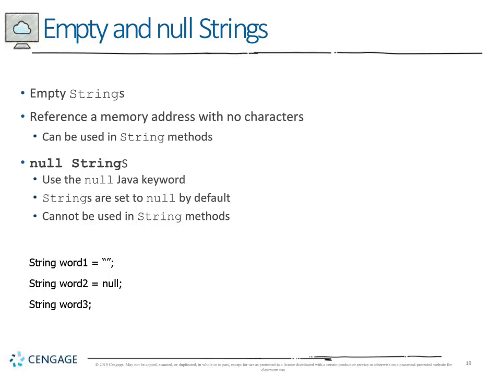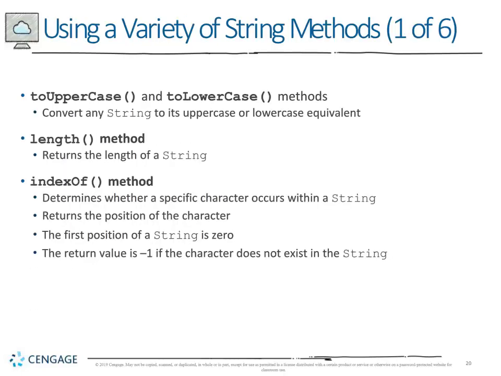The empty string word1 can be used with the string methods we described before, but the null strings word2 and word3 are not able to use the methods we described before. There are many string methods, for example, the length method. It returns the length of a specified string. If you want to use some method, you can Google string methods in Java and it will show you the table of available methods.